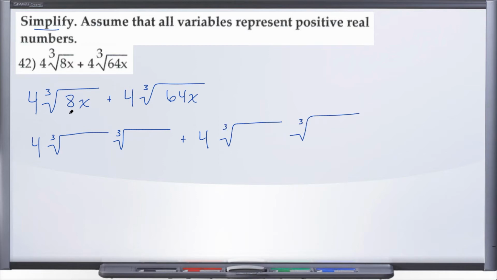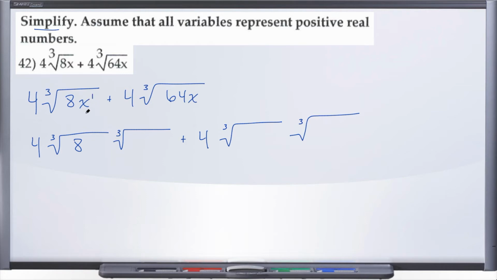All right, so we're dealing with a cube root, and we want to know, is 8 a perfect cube? Well, if you punch it into your calculator or use that reference sheet, you will find that 8 is in fact a perfect cube. So all of 8 is going to be good. And now we can go ahead and take a look at the x. Well, what is the power of that x? What's the exponent? It's a 1, isn't it?